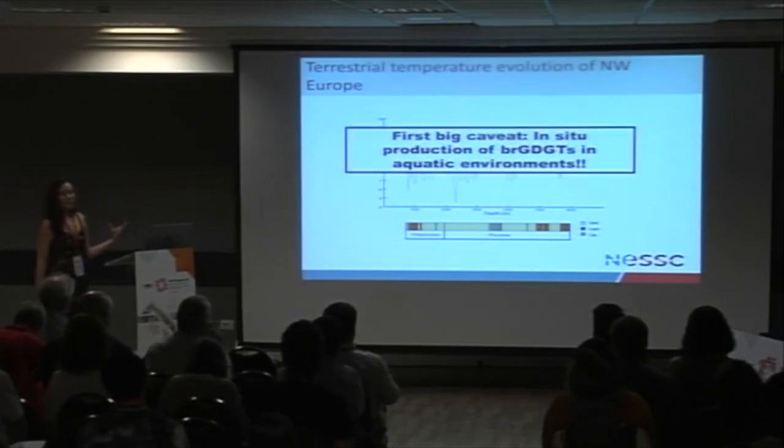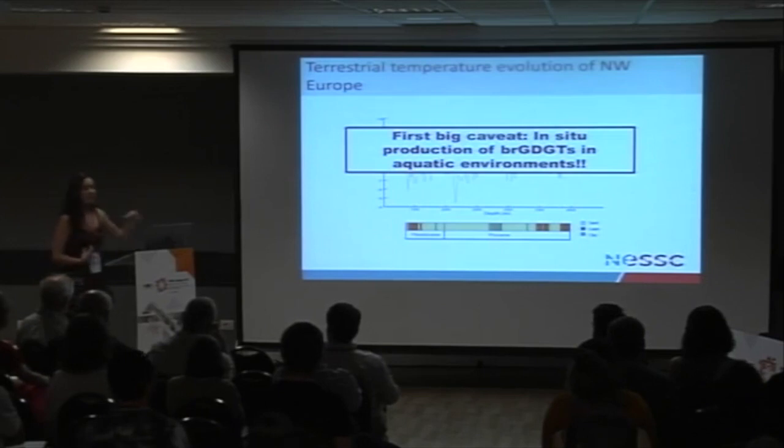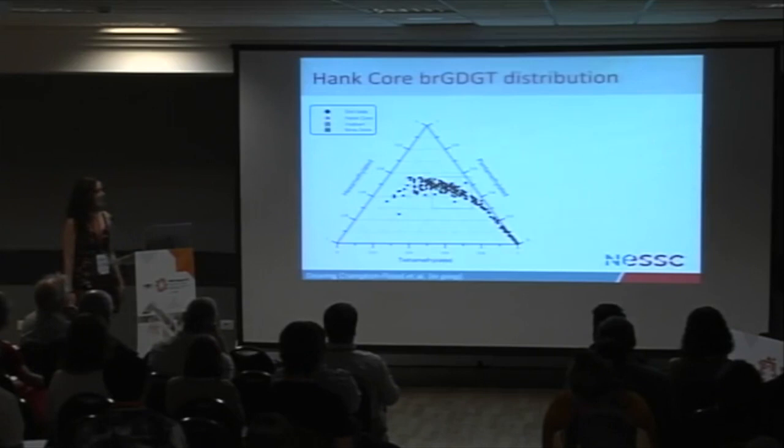However, I'm not going to interpret this record, because 2 years ago, it was found that branched GDGTs can be produced in aquatic environments: either the river, the marine water column, or marine sediment. So it would be useless to interpret this record as is, because it might be a mix of a terrestrial and an aquatic signal. So we do need to correct for that.